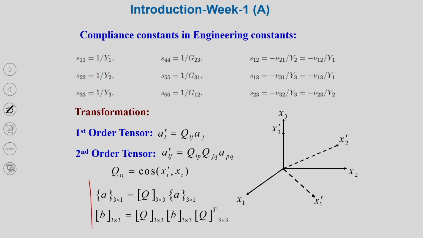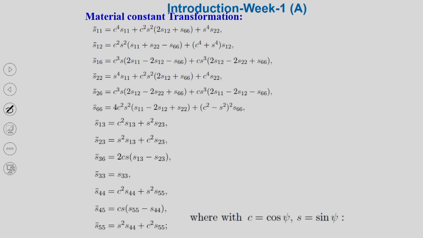So, in matrix form it can be written like this. Let us say B is a matrix, it may be stress, it may be strain, 3 by 3 components. So, Q B Q transpose. If we talk about a vector, 3 cross 1, it will be 3 cross 3 and 3 cross 1. Then you are talking about compliances Sijkl, which is a 4th order tensor. So, you can transform like this.